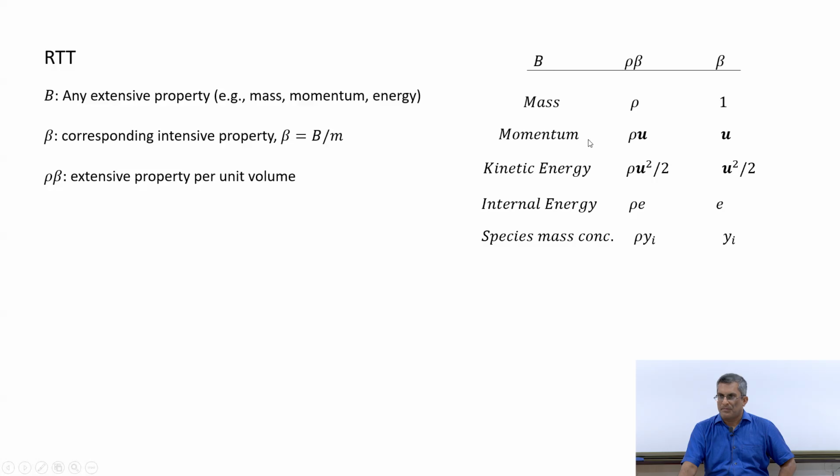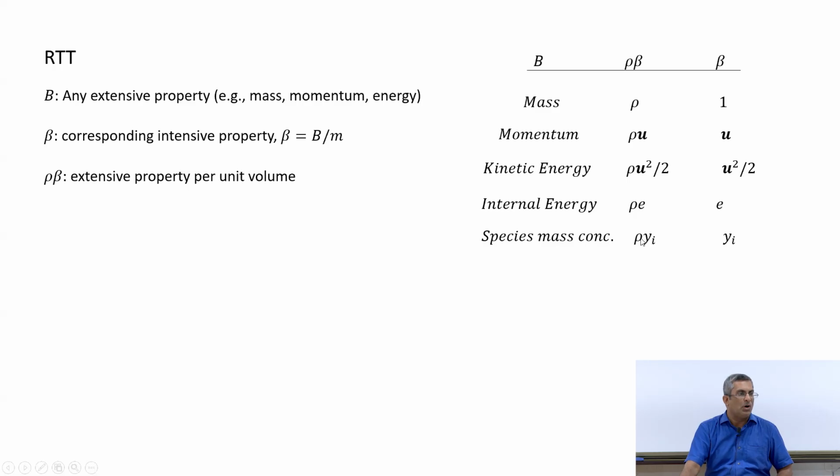Momentum. This represents momentum per unit volume. Then what is beta? U. Kinetic energy. This is kinetic energy per unit volume, and beta is U squared by 2. Similarly, internal energy per unit volume. This is the specific internal energy. This is the species mass concentration.